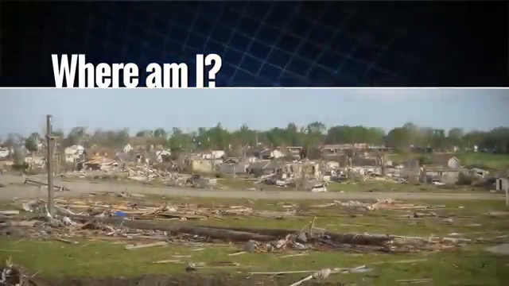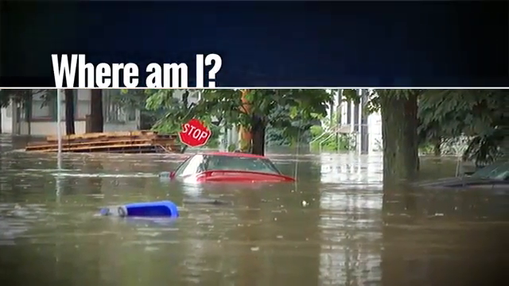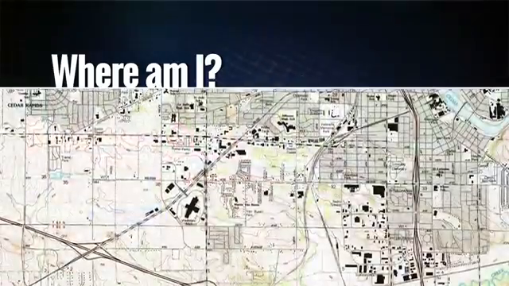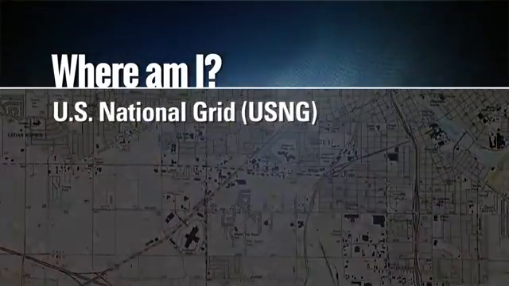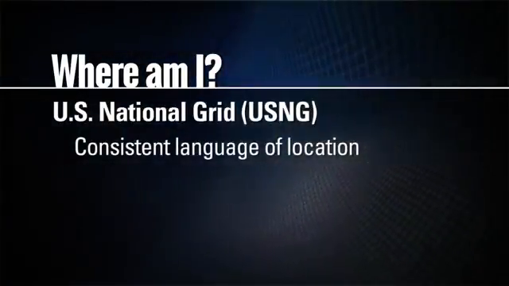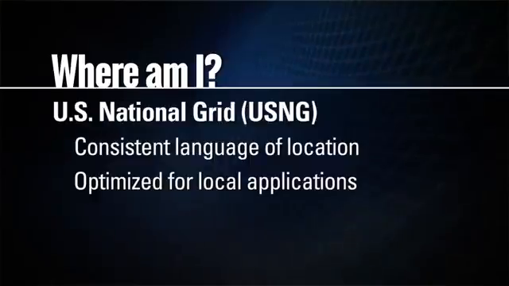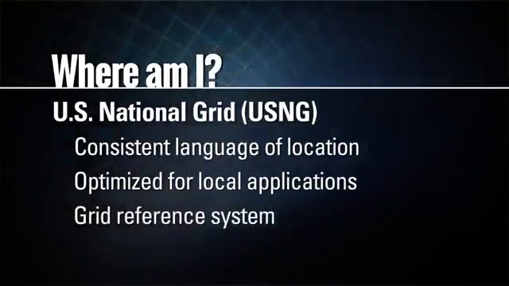What if you need to search a remote area where there are no roads or markers? What if you need to find your way in a city where all the street signs have been destroyed by a tornado or submerged by a flood? Do you know how you'd find a specific location? The U.S. National Grid, or USNG standard, provides a nationally consistent language of location that has been optimized for local applications. It provides a grid reference system that is seamless across jurisdictional boundaries.